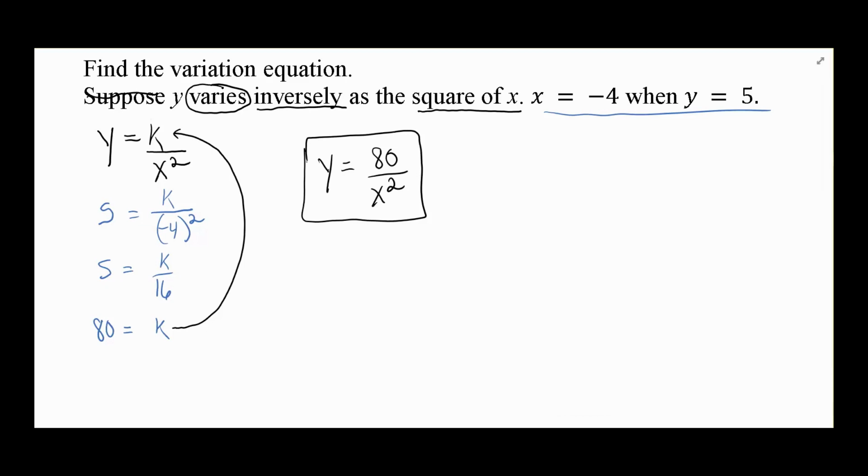And so again, the basic steps here: step one is to translate the equation and just get an equation with nothing but variables in it. Step two, plug in your known values. Step three, solve for k. Step four, plug that k back into the original equation.